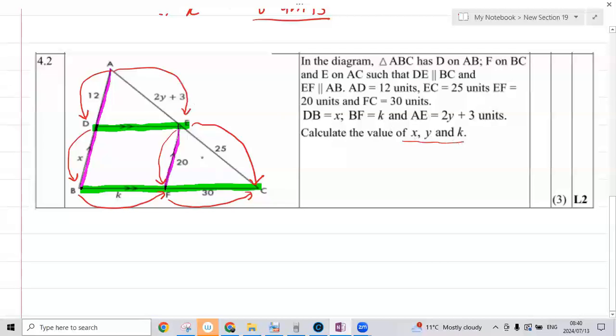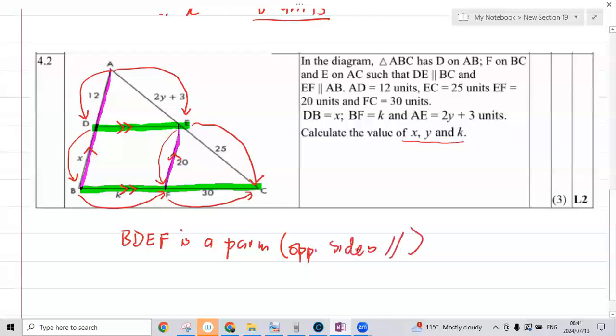Now, the first thing that we need to take note of here is that if you look carefully at our parallel lines there, what does that tell us? If you look here, BDEF is a parallelogram because opposite sides are parallel. So we can conclude here that BDEF is a parallelogram. Why? Because opposite sides are parallel to each other.